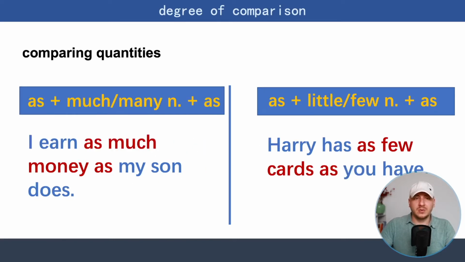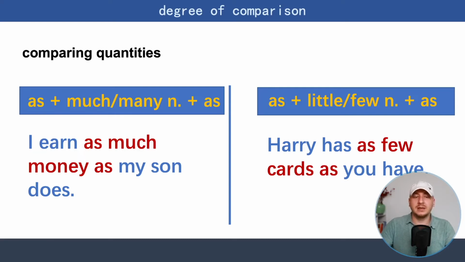When we compare quantities, we have to be careful whether the noun is countable or uncountable. The formula is to use as plus much or many plus noun plus as. Okay, so here we are not using adjectives and we are using nouns. And because we are using a noun, we have to be careful whether it's countable or uncountable. We use much for uncountable nouns, and we use many for countable nouns.